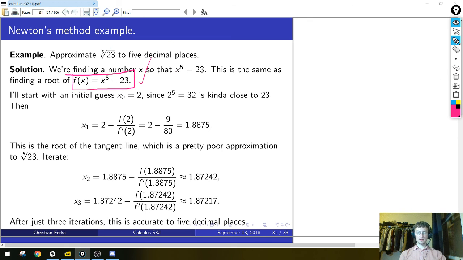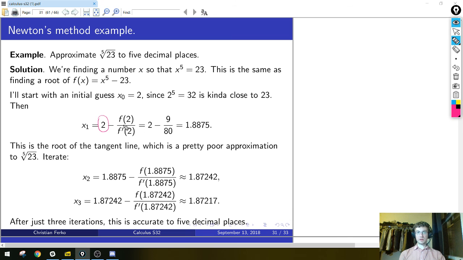Okay, great. Well, we start with an initial guess, this x sub 0. I just chose this because I know that 2 to the power 5 is 32, and that's the closest fifth power that I know to 23. So we use the formula you told me a few slides ago, which is the guess x0 minus the function at the guess over the derivative.